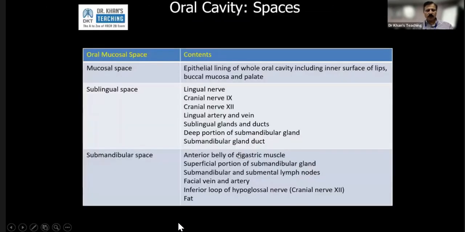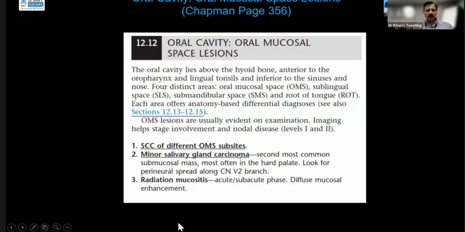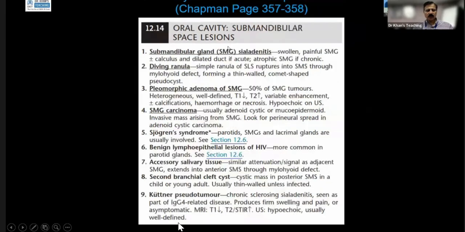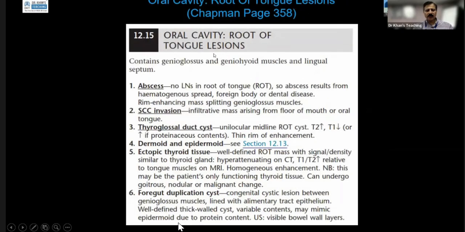Now, if you see your Chapman, the differential diagnosis in the oral cavity has been divided into four actually. And this also tells you the concept. Oral cavity 12.12, oral mucosal space lesions. Then 12.13, oral cavity sublingual space lesions. Then 12.14, submandibular space lesions. And then finally, there is root of tongue lesion.